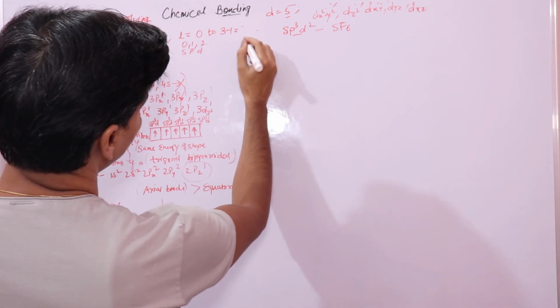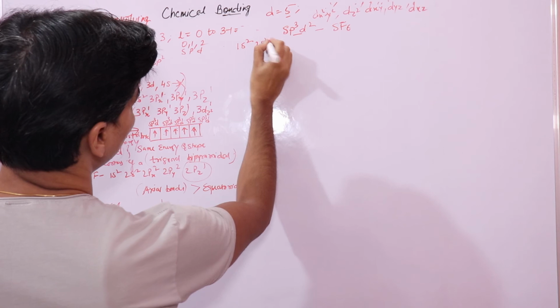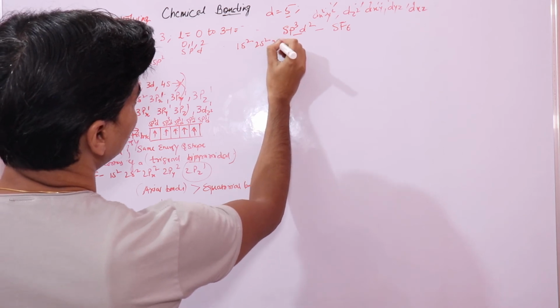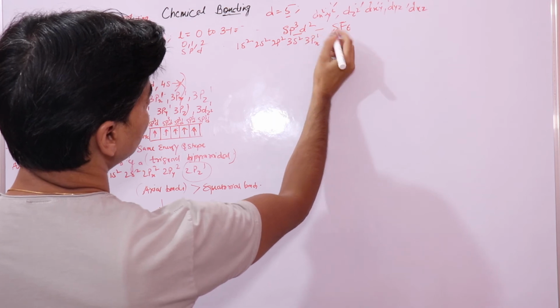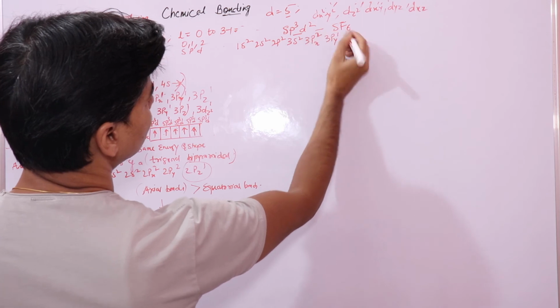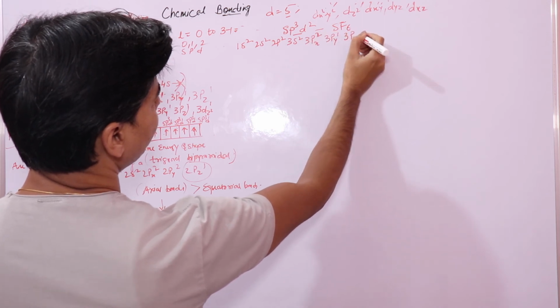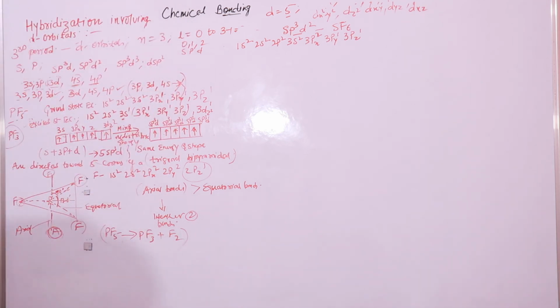And its ground state electronic configuration is 1s2, 2s2, 2p6, 3s2, 3px2, 3py1 and 3pz1, right? This is the ground state electronic configuration of the sulfur atom.